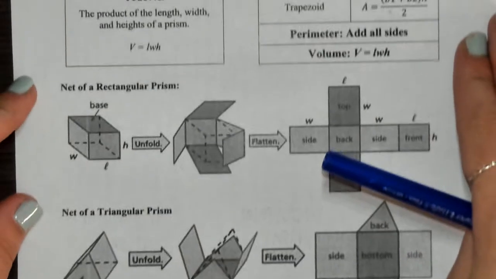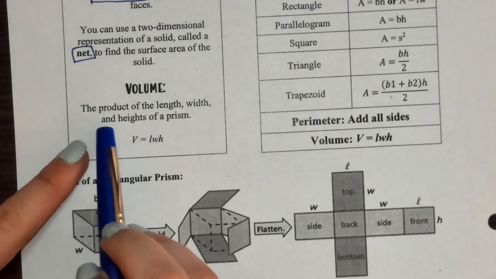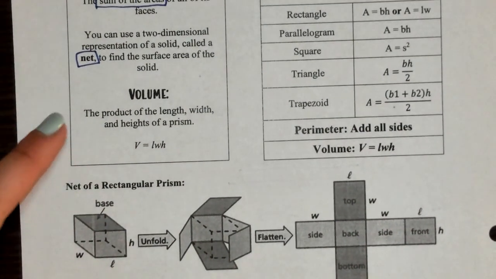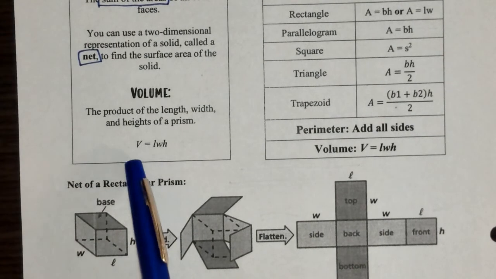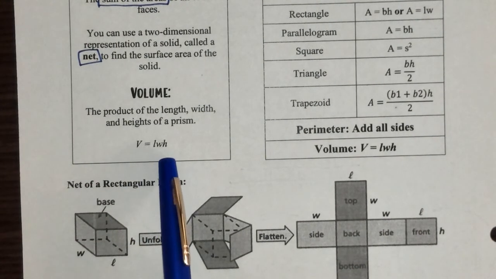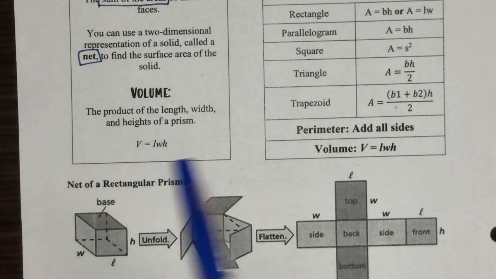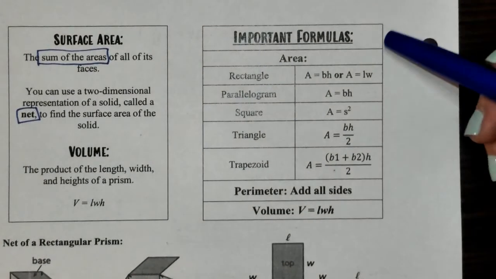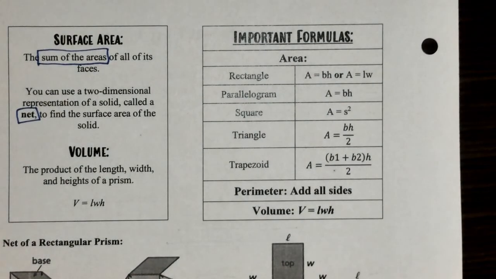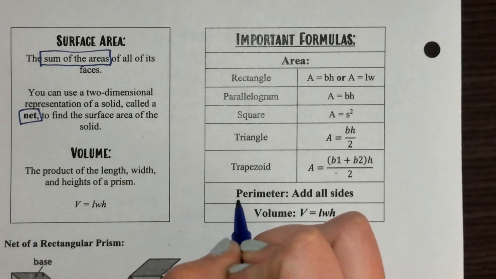And then up at the top, we have volume, which is the product of the length, width, and height of a prism. So it's V equals length times width times height. You just multiply all three of those. Over on the right, we have your important formulas that you will be using, because we're going to need to know the area of the sides. So you're mainly going to be using square, triangle, some rectangles probably.